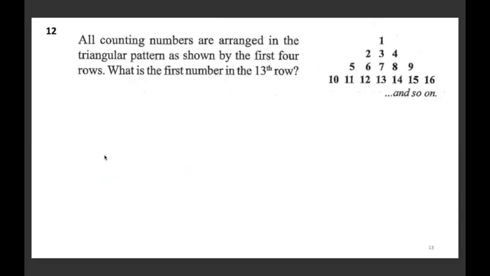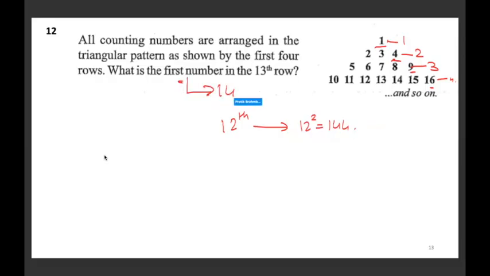Okay, it's very simple. What happens here is if you look at the last number, it's a square. Square of what? This is the first row, so it's the square of 1, this is the second row, so it's the square of 2, this is the third row, so it's the square of 3, and this is the fourth row, so it's the square of 4. So before the 13th row comes the 12th row. So the last number of the 12th row will be 12 squared, which is 144. So the first number in the 13th row will be 145. Okay, we'll move to the next one.